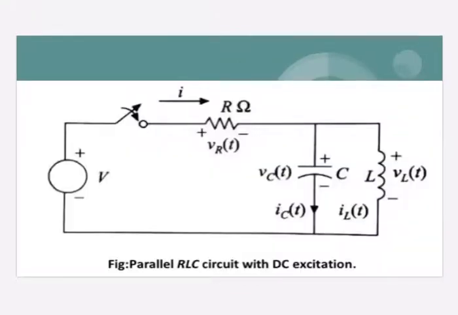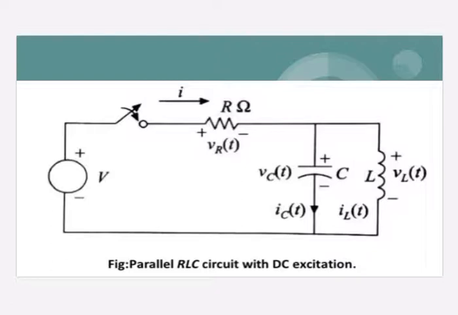So this is the circuit diagram for the parallel RLC with the DC excitation. Here we have the process of finding the response. Also we have to assume that the initial current in the inductor and the voltage across the capacitor are zero.